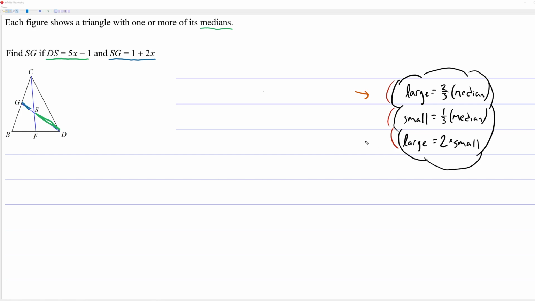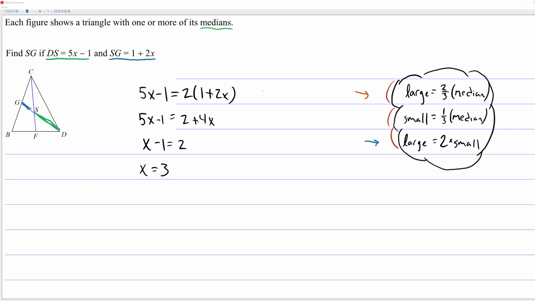So in our little thought bubble over here, which again you do need to memorize, we have the large part is double the small part. So I can turn that into an equation. The large part is 5x minus 1. That's double the small part, 1 plus 2x. Now solve this equation in the calculator or by hand. 5x minus 1 is 2 plus 4x. And now if we subtract 4x, 5x minus 4x is 1x. Add 1 to both sides, and you get x equals 3.